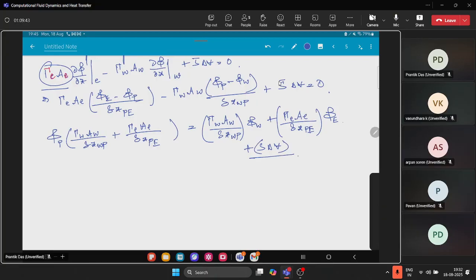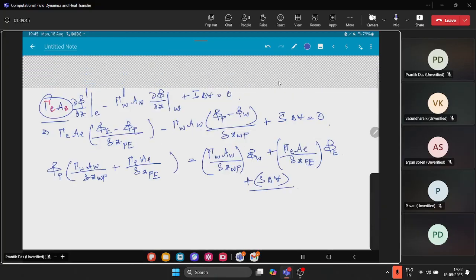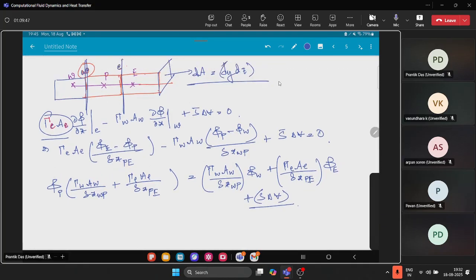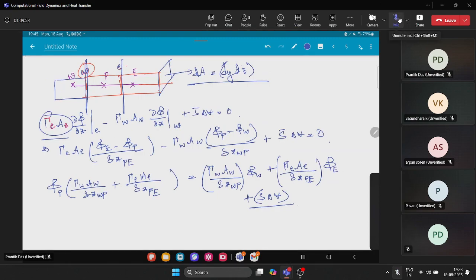Okay, is it clear to all of you how I have displayed this as an equation using the central difference formula? Yes, that's pretty clear, sir.